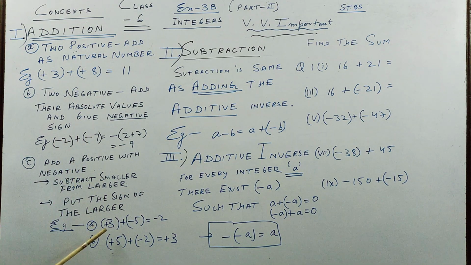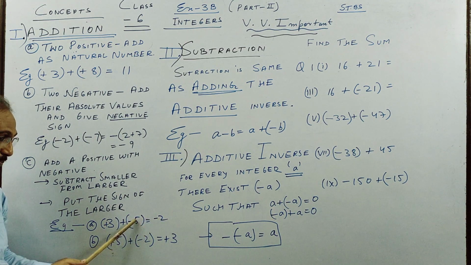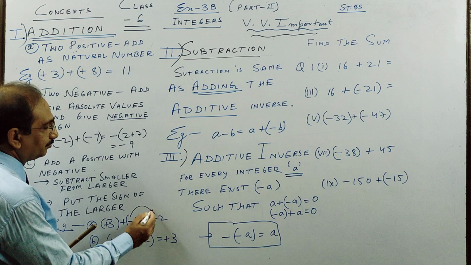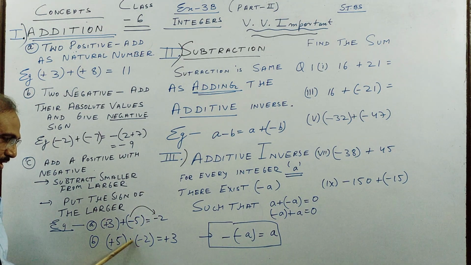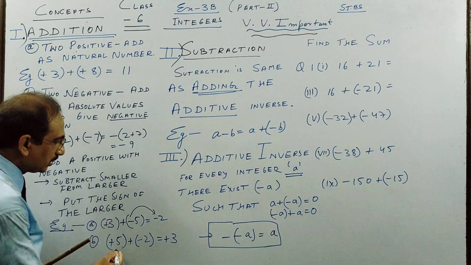Third thing, suppose you have one positive and one negative. So subtract the smaller from the larger, like 3 from 5. Don't look at the sign. Subtract the smaller from the larger and put the sign of the larger. So subtract 3 from 5 and put the sign of 5, because 5 has a minus sign. Subtract the smaller from the larger: subtracting 2 from 5 is 3, and put the sign of the larger.